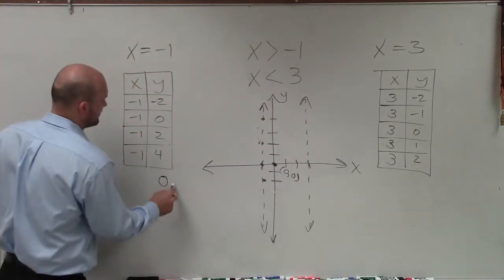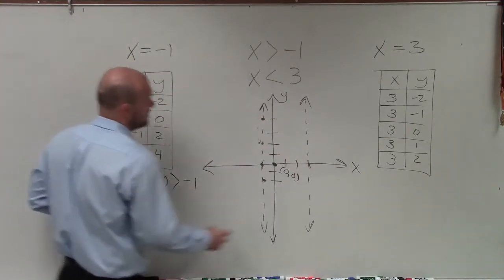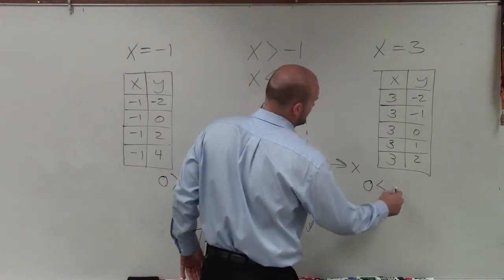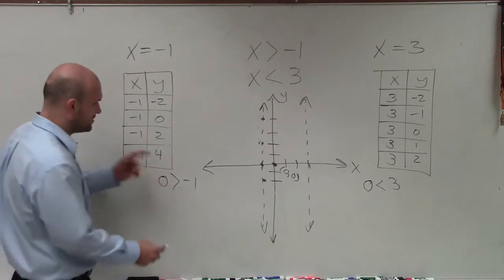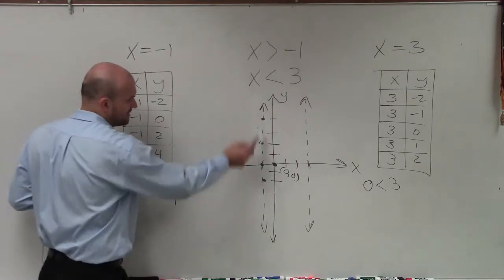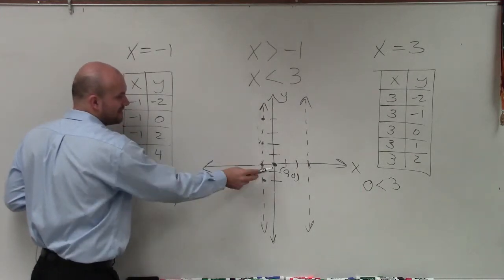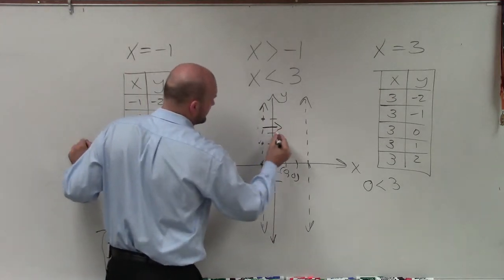So I'll plug 0 in for x. 0 is greater than -1. And then I plug 0 in for x here, and 0 is less than 3. Now in this case, we see that 0 is greater than -1, which is true. So for this boundary line, that is true. That means we're going to shade to the right.